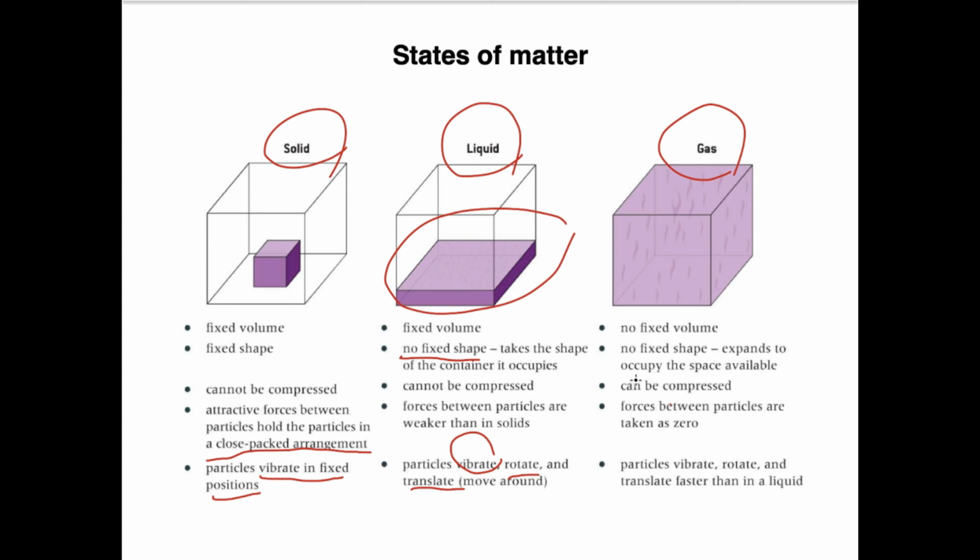Lastly, gas. Gases doesn't have a fixed volume, it doesn't have a fixed shape. It can be compressed, and the forces between the particles are known to be 0. So, particles are free to vibrate, rotate, translate faster than a liquid.